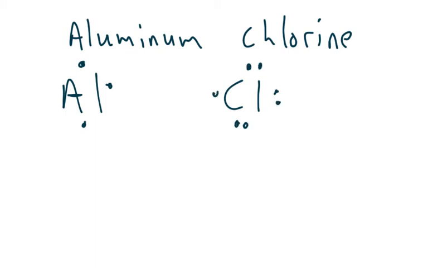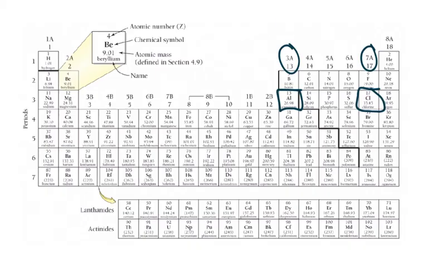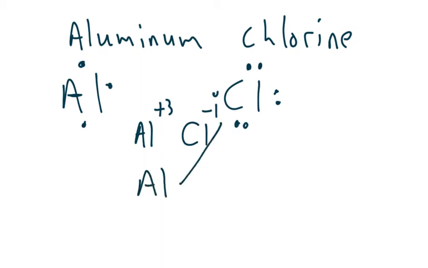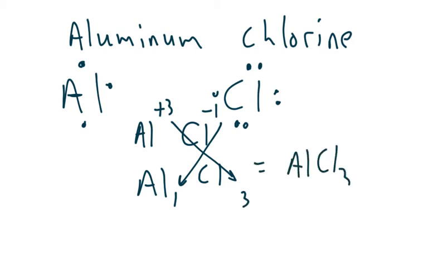Now, what aluminum wants to do to be happy, if you recall, everyone in this group wants to lose 3. These guys want to gain 1. So, if you look at the periodic table and you go over here, aluminum wants to lose 3. Chlorine wants to gain 1. So what happens here, let's do the crisscross method. The 1 goes to the aluminum. The 3 goes to the chlorine. We don't have to write ones. This becomes AlCl3.